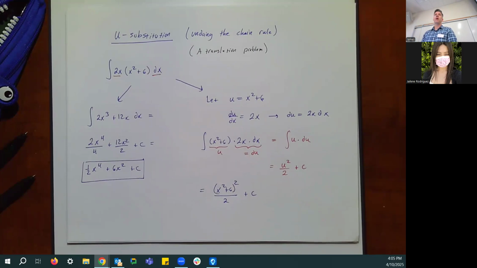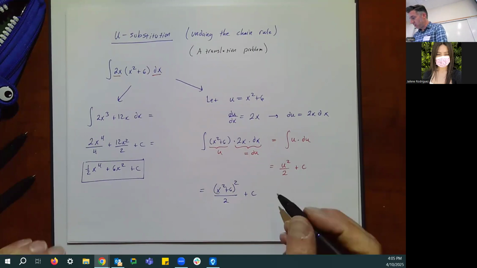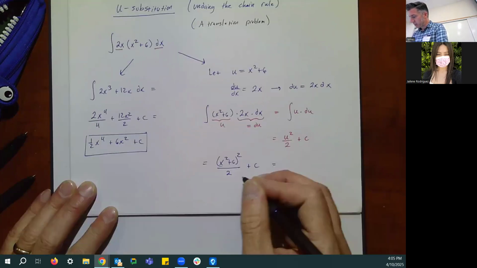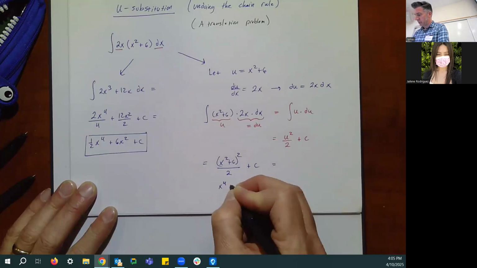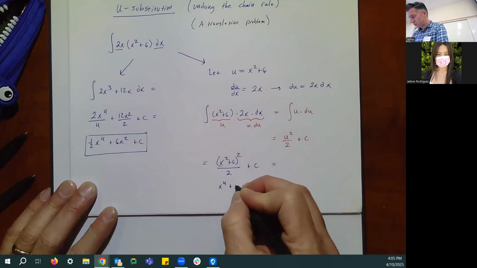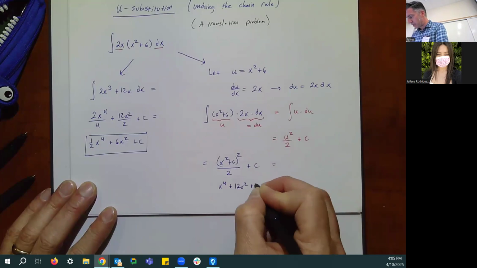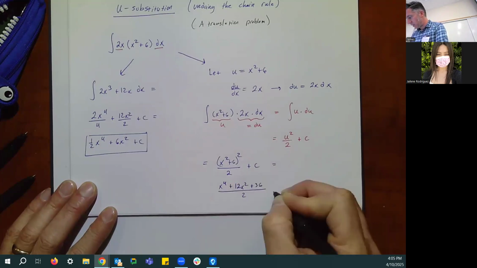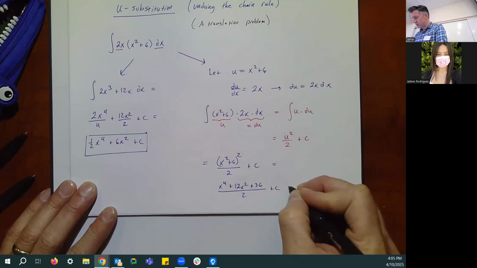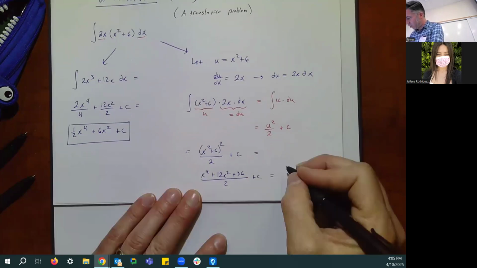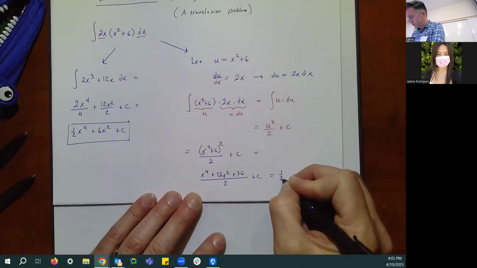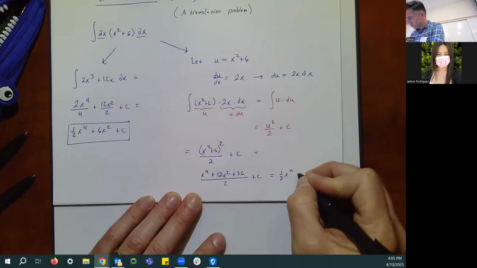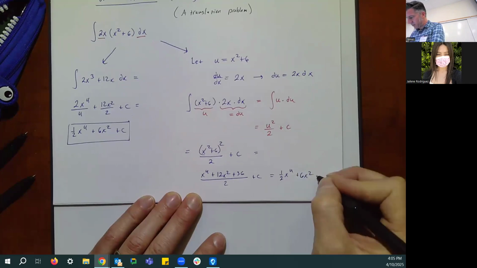Question: are these answers the same? Let's find out. Let's multiply this out. You multiply this out, you're going to get x squared squared plus 6x squared plus 6x squared, which is 12x squared plus 36 divided by 2 plus c. And then if you divide each thing by 2, you get x to the 4th over 2, or 1/2 x to the 4th. You get 12x squared over 2, which is 6x squared. You get 36 over 2, which is 18, plus c.